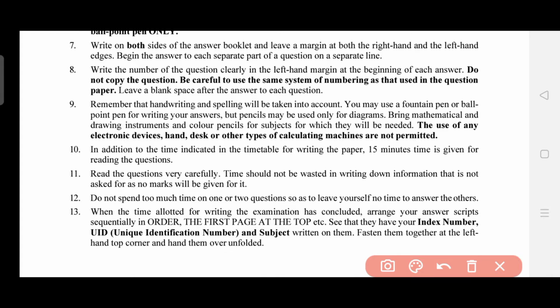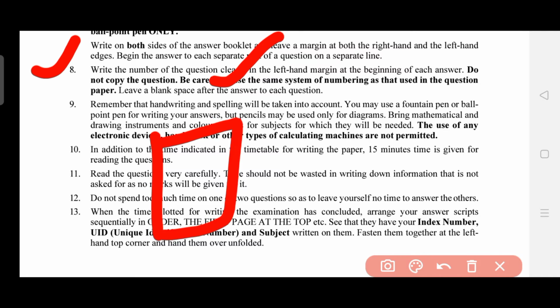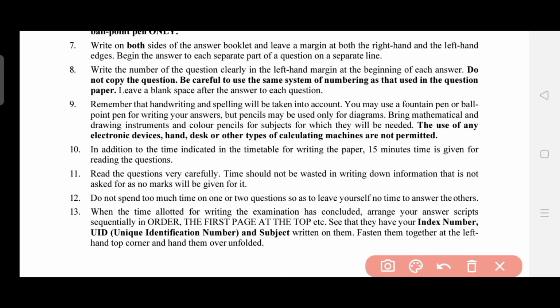The seventh point says to write on both sides of an answer booklet. Yes, it is very important. Suppose this is your paper, if you turn it, meaning the back side of the paper, you need to write there also, because there are many students who write only on one page and then after leaving one page they write. Don't do that, because in that case it may happen that you won't get the extra sheet which you require. So that is very important.